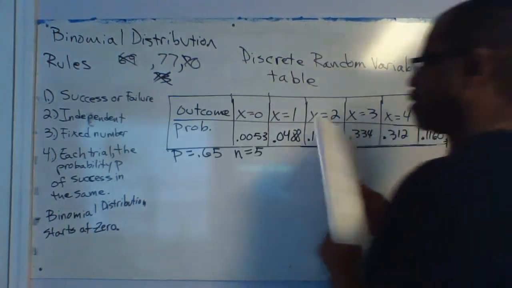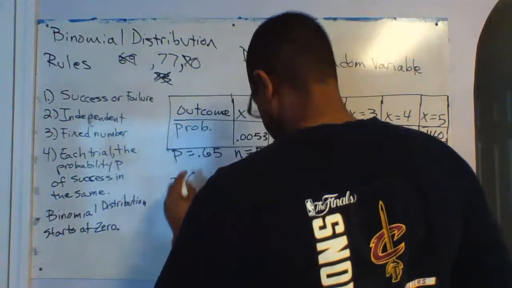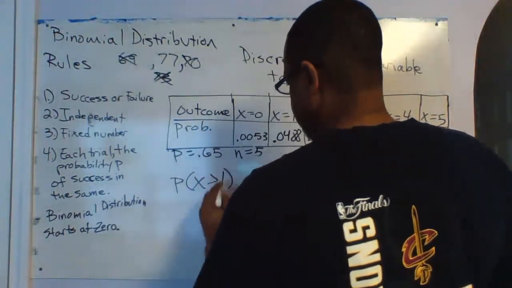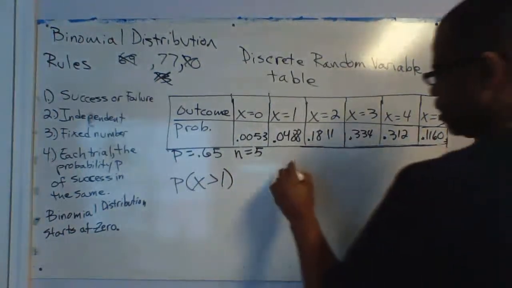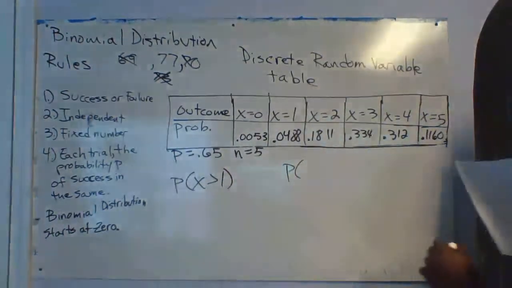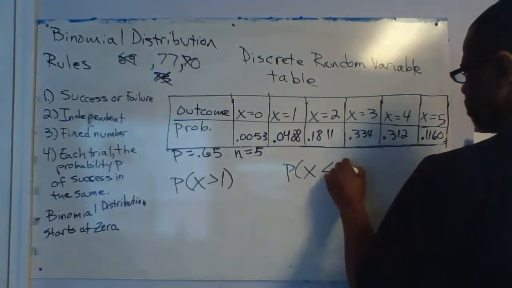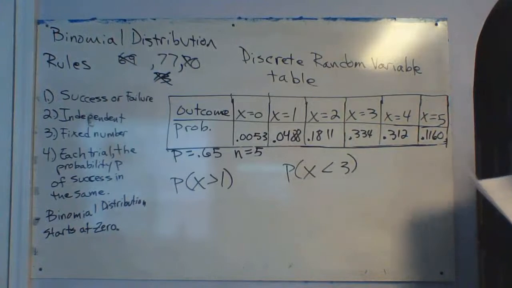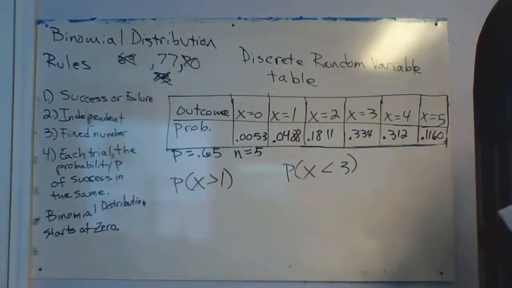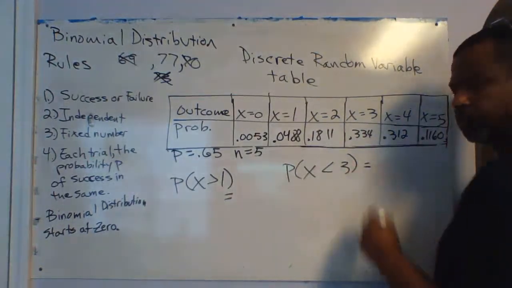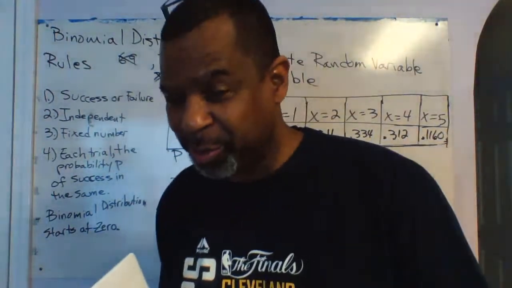So I want you to find the probability that x is greater than 1. Then find the probability that x is less than 3. And Gabrielle will be looking for them answers.